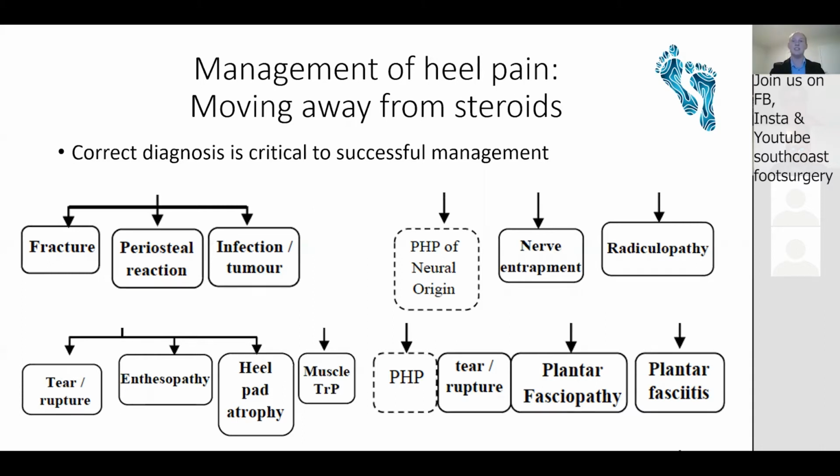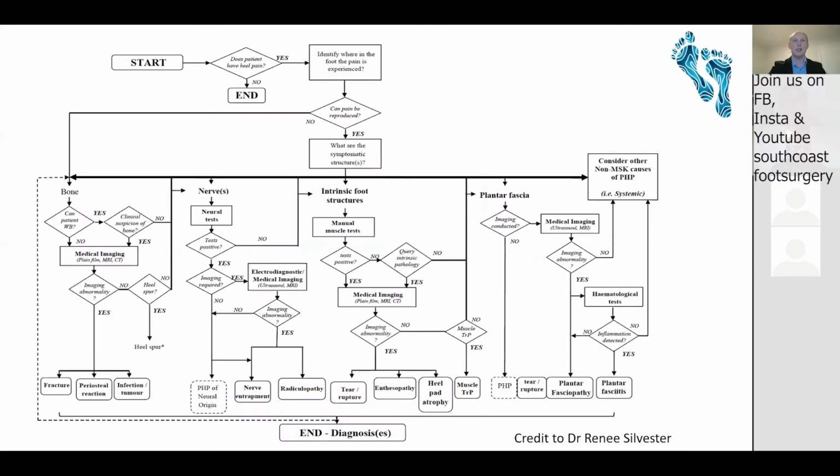How do we get to this diagnosis? One of my colleagues at UWA, Dr. Renee Sylvester, who I was just talking to last night actually, put this together a couple of years ago, and it's very in depth. I hope you're not watching off a phone right now, so that you can really appreciate the yeses and nos that lead to what we're looking at as a diagnosis.